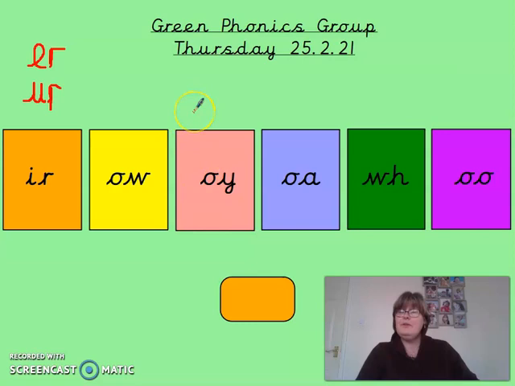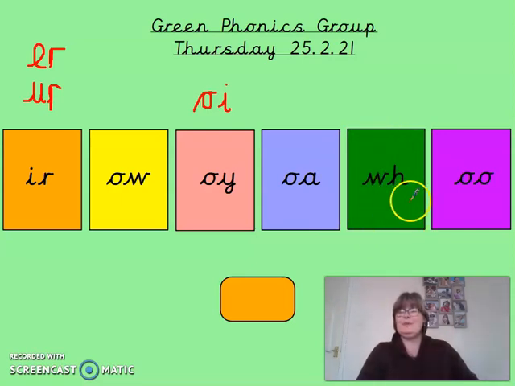How else can we make the oi sound? I know you're shouting that at the screen to me. An O and an I. Well done. Okay, have a look at this one. What sound does this one make? This was the O sound, isn't it? We learnt that back last term. How about the green one?